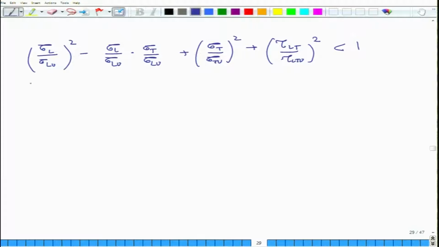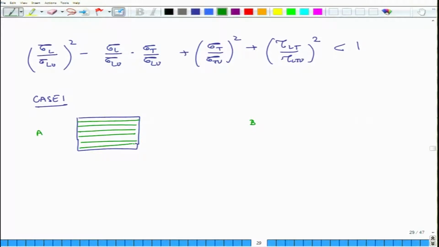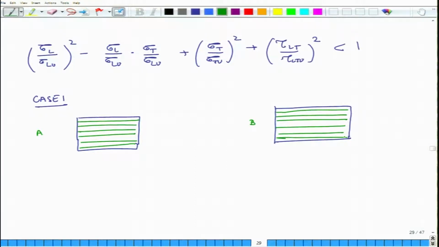Now, let us consider two scenarios. These are simple scenarios, but they will make things clear. Case 1. In the first case, we have two situations: this is situation A and there is another situation B. In the first situation the fibers are oriented like this, and in the second situation also the fibers are oriented in the same way. So, in both cases fibers are oriented in the 0 direction.